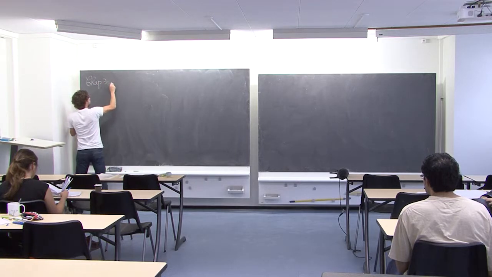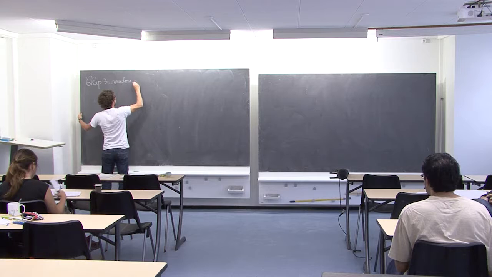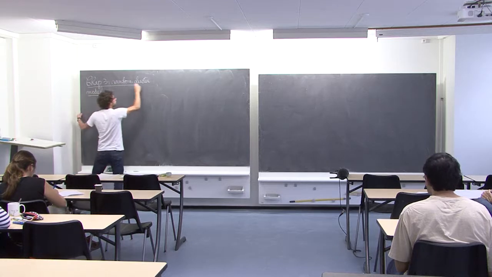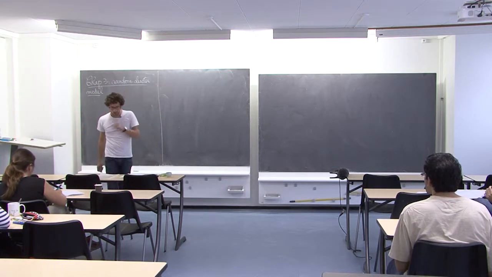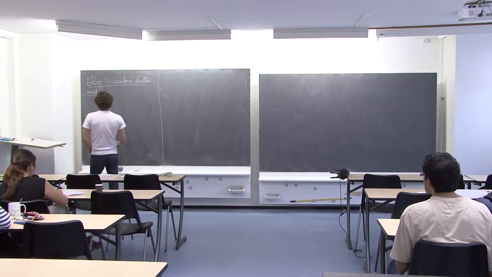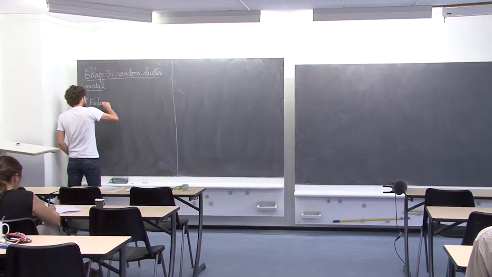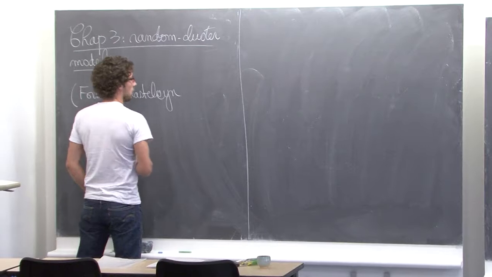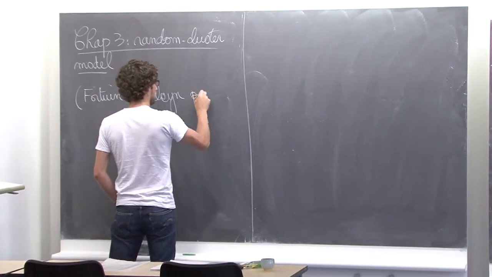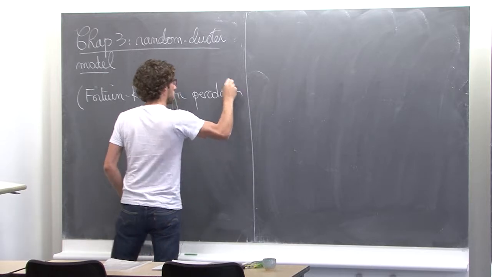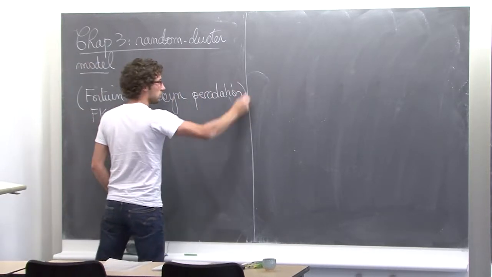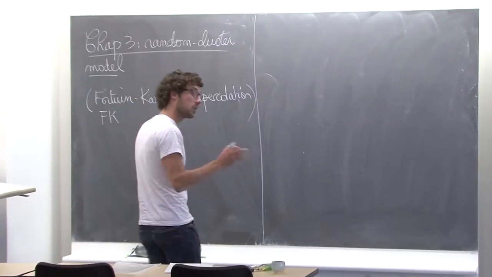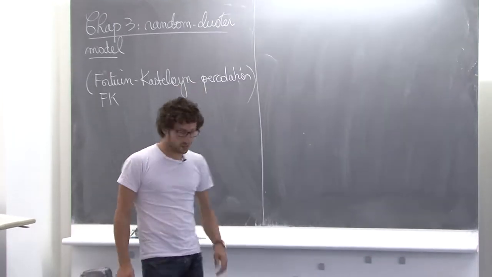So chapter 3, the random cluster model. This random cluster model is sometimes called the Fortuin-Kasteleyn model because it was introduced by Fortuin and Kasteleyn in the 70s. And sometimes I'm even going to call it FK percolation. But all these things are the same model. And the good thing with these models is that they are going to be related to the Potts models. So let's start by defining this.